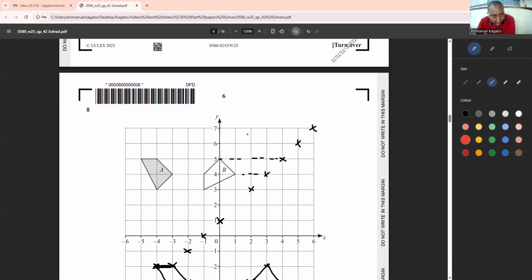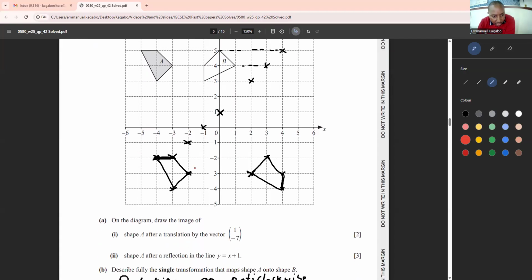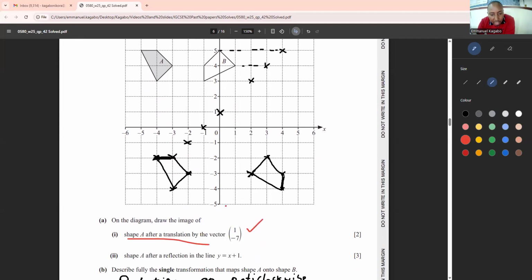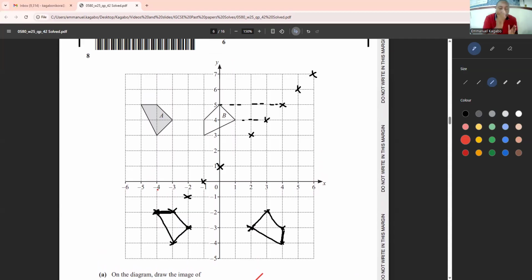Very good. Question 8 is about transformation of shapes. So let us do the question. The question says, on the diagram, draw the image of shape A after translation of this. Where is shape A? Shape A is here, and then you are translating it by the vector (1, -7). What does that mean? You have to move shape A 1 unit to the right, and then you move down 7 steps because the vector is (1, -7). Meaning I'm moving 1 unit in the positive direction, and then I move down 7 steps.